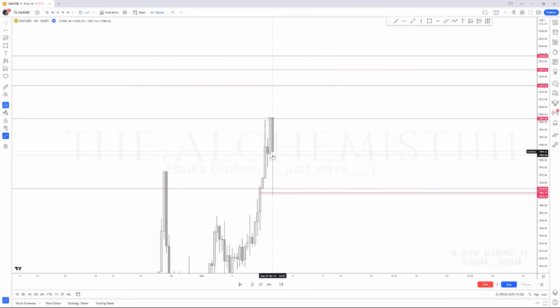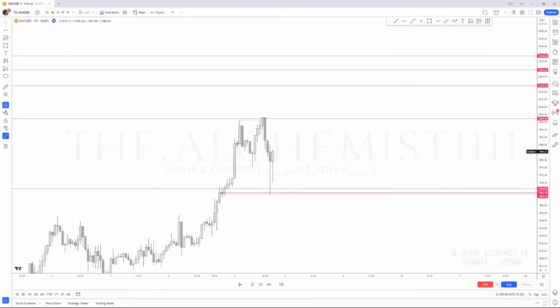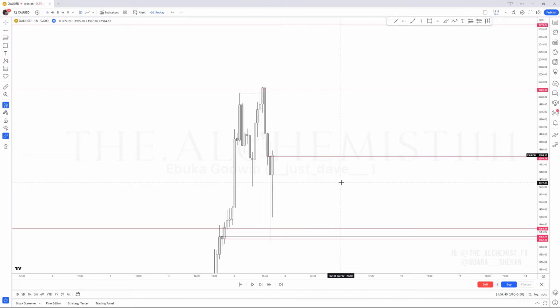H4 has rejected H4. Can you see? H4 has clearly rejected H4, right? What's the next thing that needs to happen? H1 has to break. Close. There we go. Can you see? Same exact setup.